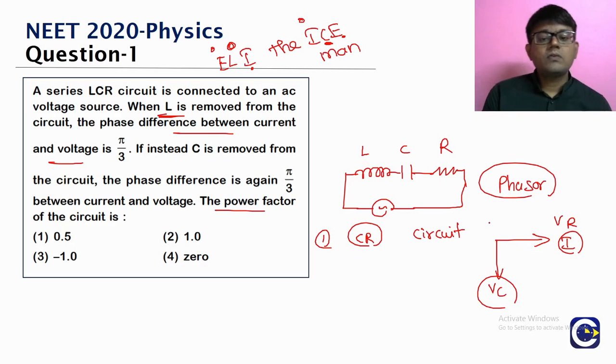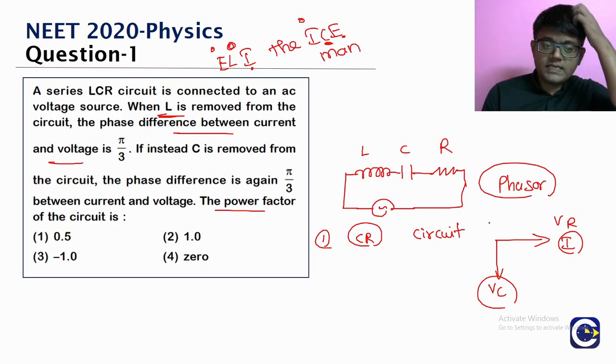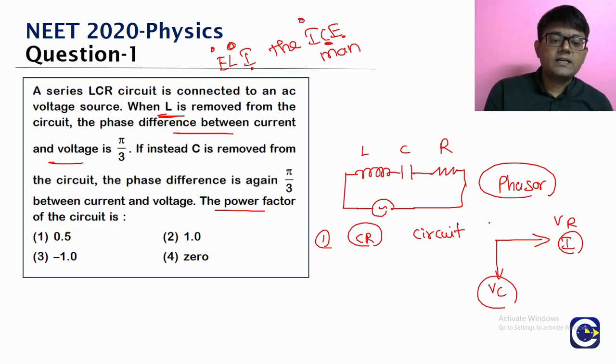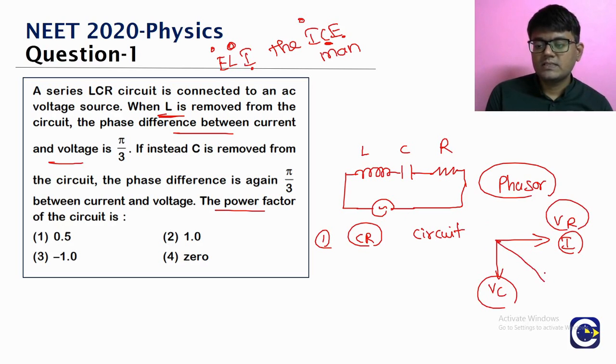Now, looking at the given information, the phase difference between the current and voltage is pi by 3. How do we understand the phase difference? The overall voltage in this combination will be taken as the resultant voltage. The resultant will be the combination of the voltage across the resistance and the voltage across the capacitor, somewhere along this direction. So this is the phase difference, pi by 3.